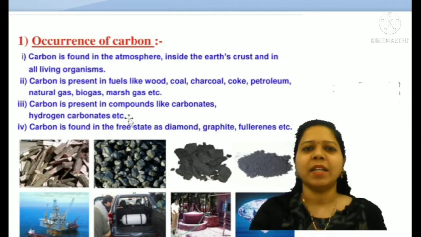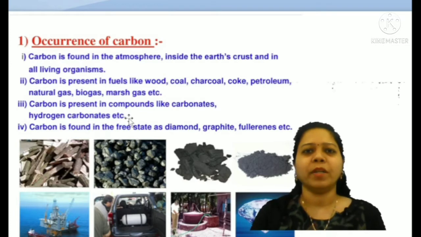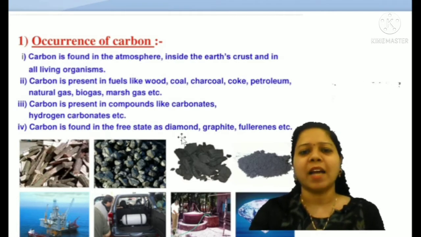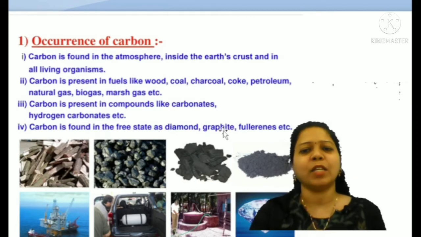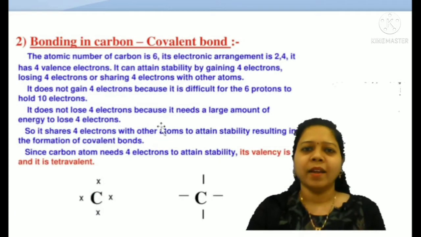This means carbon is present in combined form. It is present combined with other elements and forms different types of compounds. As well as that, carbon is present in free state also. That is, carbon is found in free state as diamond, graphite, fullerene, etc. These are the free states of carbon.